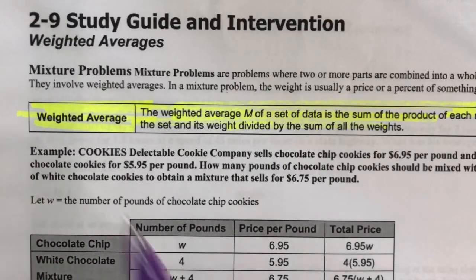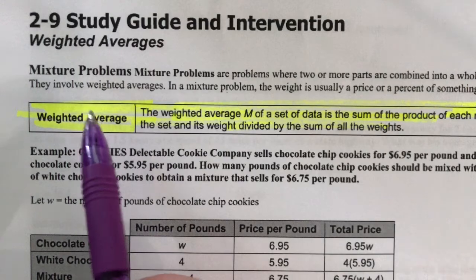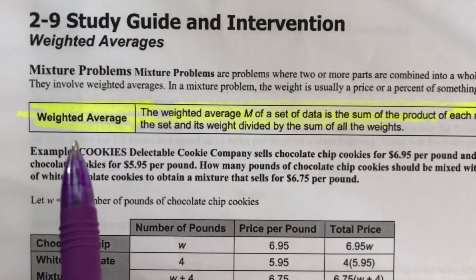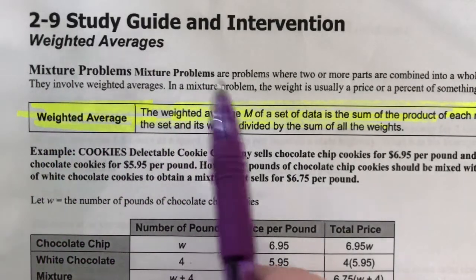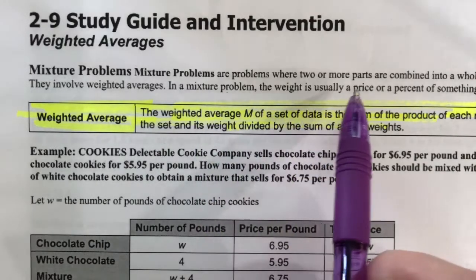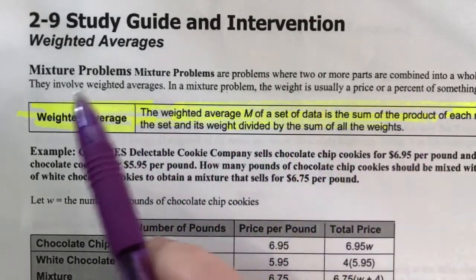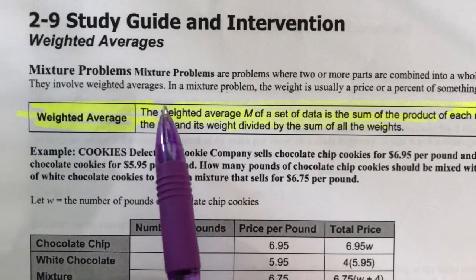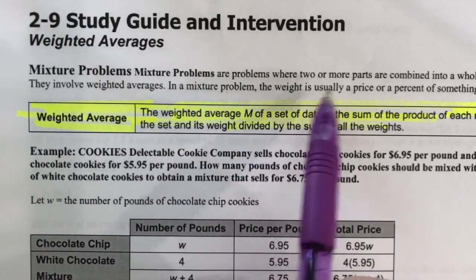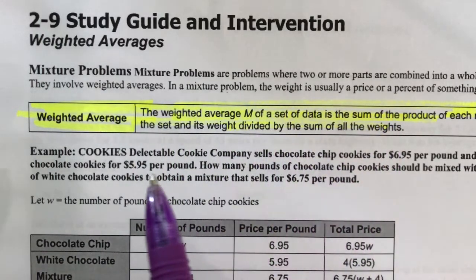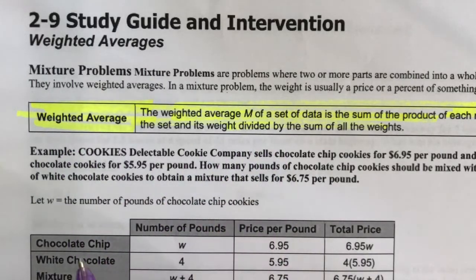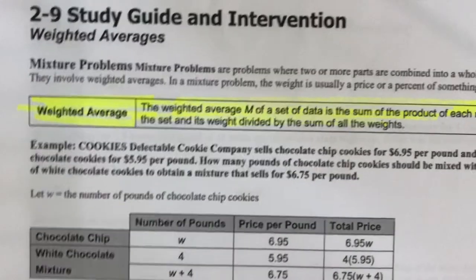All right? Okay, so for weighted averages, first we're going to start off with mixture problems, and then we're going to go to uniform motion. So mixture problems are problems with two or more parts that are combined into a whole. They involve weighted averages, and in a mixture problem, the weight is usually a price or a percent of something, and so it tells you what a weighted average is. I just want to jump right into this.